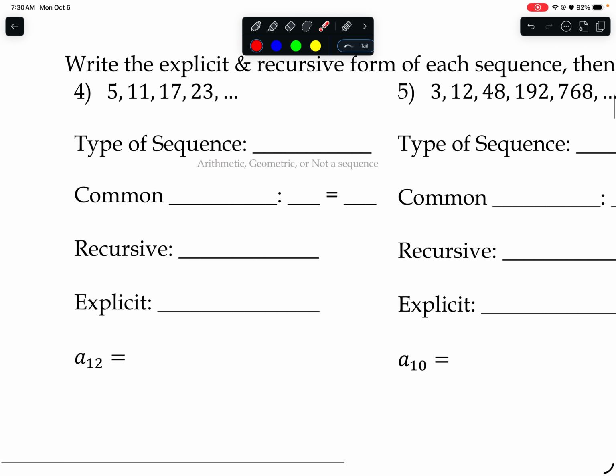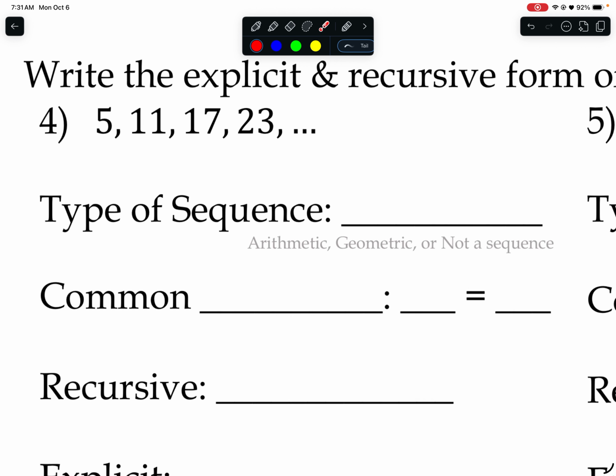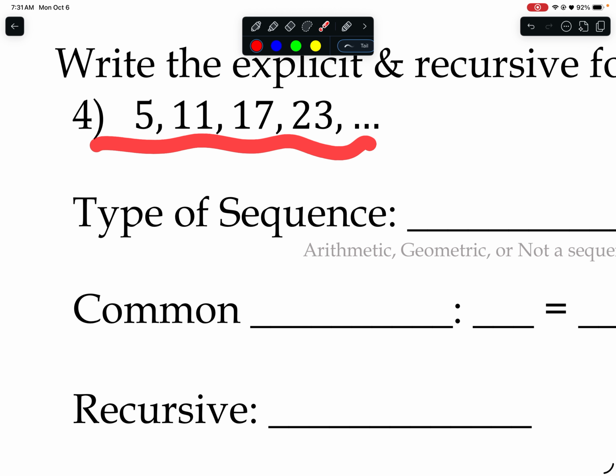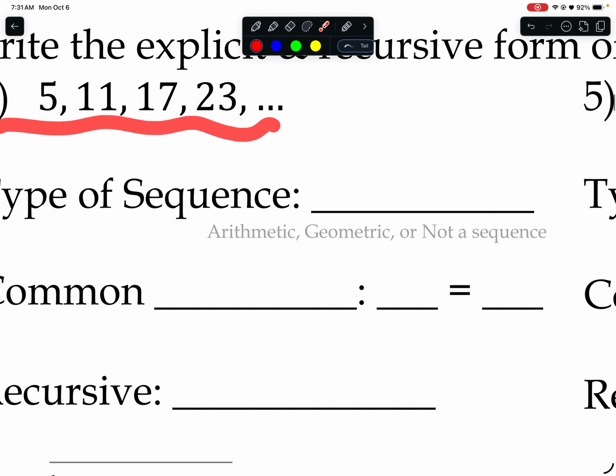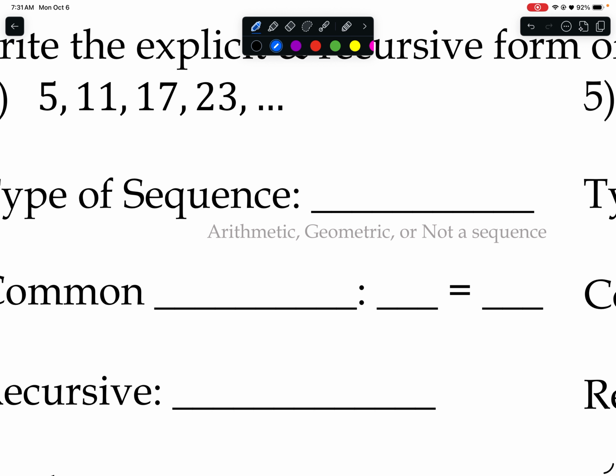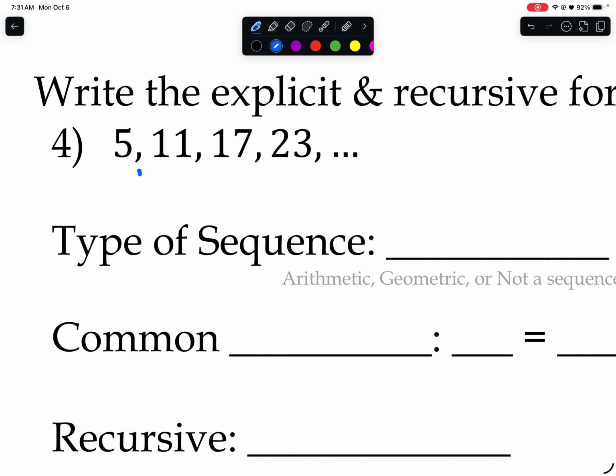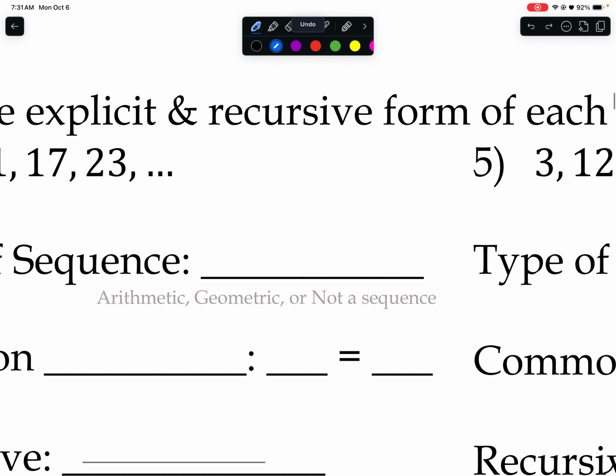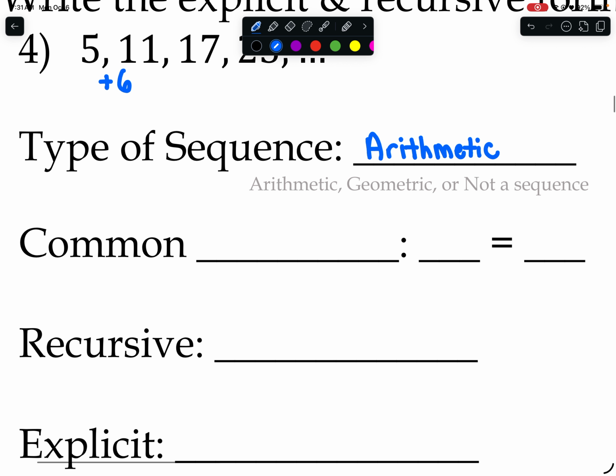So down here, we're not going to outright tell you what type of sequence it is. You have to determine the type of sequence based on the string of numbers that we give you. So if I have 5, 11, 17, 23, my change here is going to be plus 6. So because I'm strictly adding, that tells me it's going to be arithmetic. So I'm going to have an arithmetic sequence. And what that tells me is because it's an arithmetic sequence, that means we're going to have a common difference.